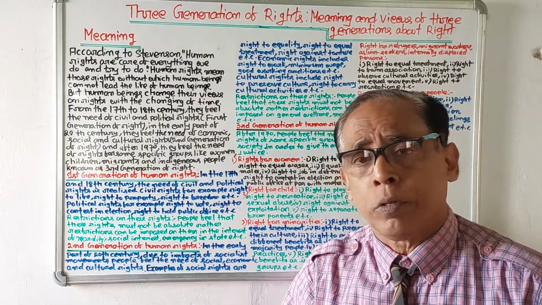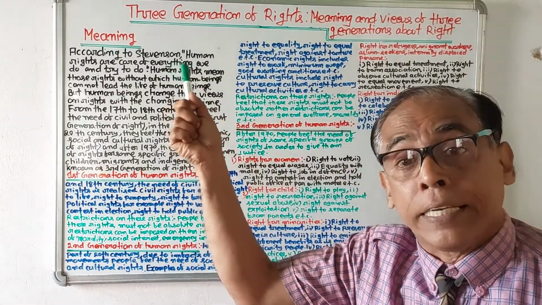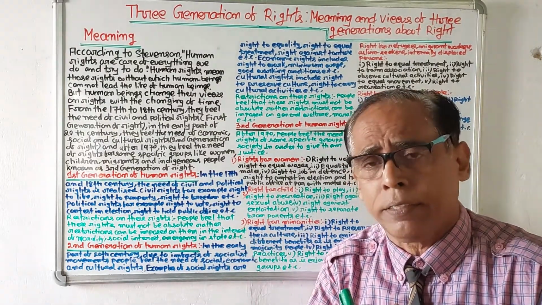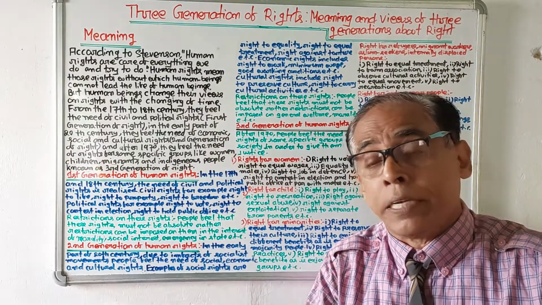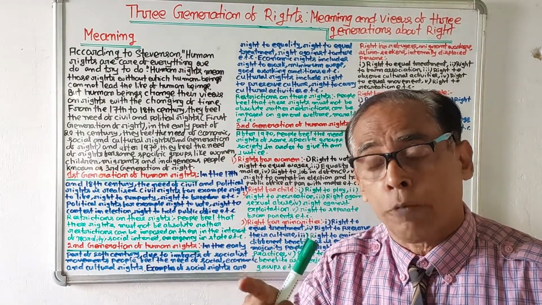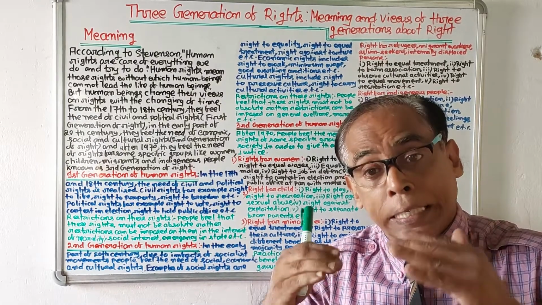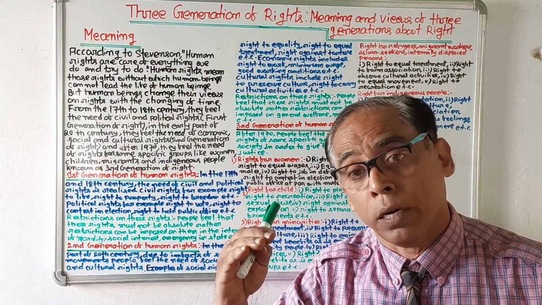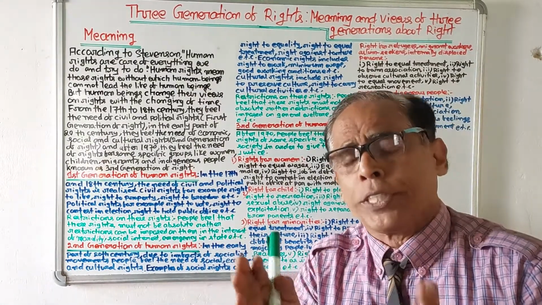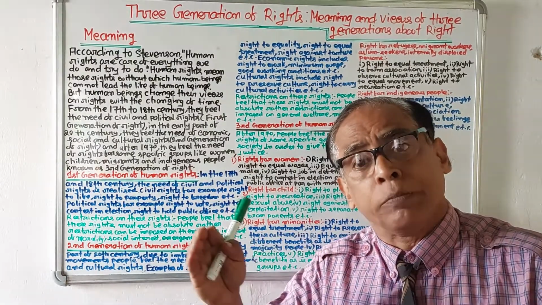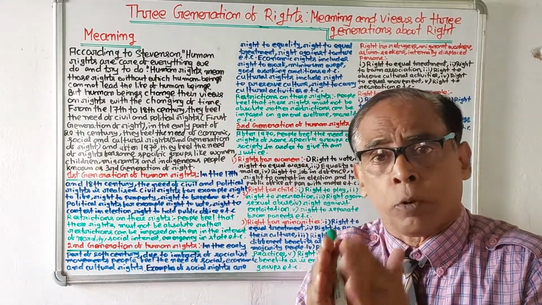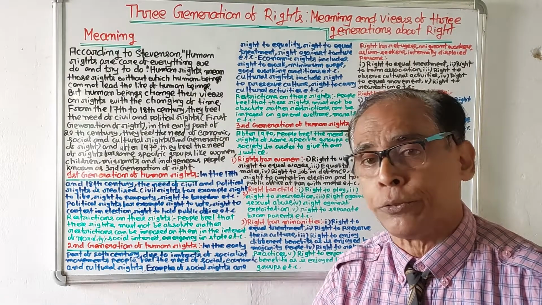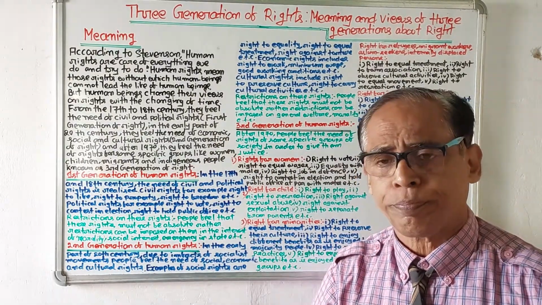I stand before you with the topic three generations of rights. This topic is observed in DSC-1 of the 5th semester, and it is also found in the 2nd semester of the degree level. So I request +3 2nd semester students as well as +3 5th semester students to make best use of this video relating to three generations of rights.